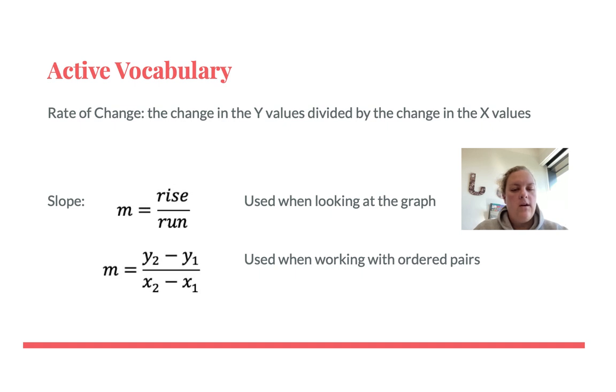And when we are working with ordered pairs, you will see that we have an equation. The y2, y1, x2, x1 refers to how we write our values and assign values within our ordered pairs. So if I had a set of ordered pairs, I would put one of them as x1, y1, and the other as x2, y2. And you'll see me go through and I'll show you how to label those throughout this video.